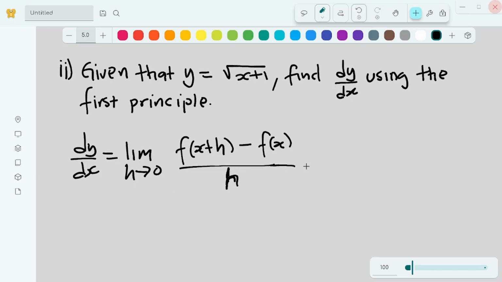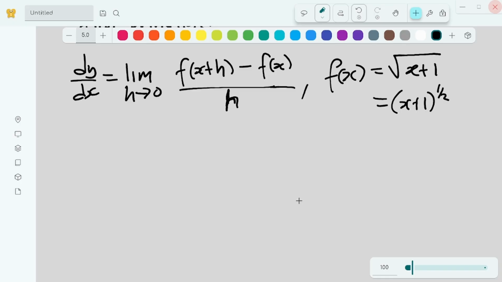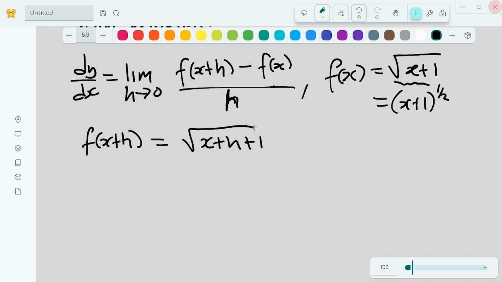Okay, so we're given a function, and it's a matter of substituting. Our f(x) is the square root of x + 1, which you can also write as (x + 1) to the power 1/2, same thing. So let's now find f(x + h). Our f(x + h) is going to be the square root of, where there is x, we're going to put x + h. So we're going to have the square root of x + h + 1.